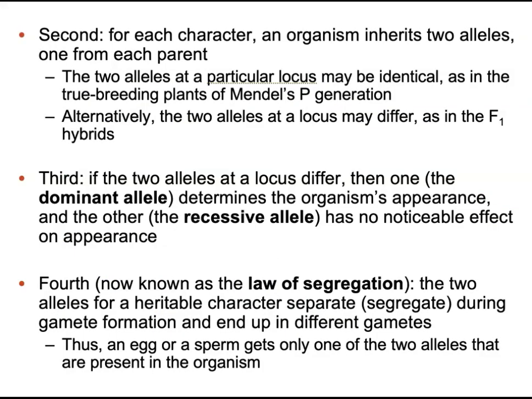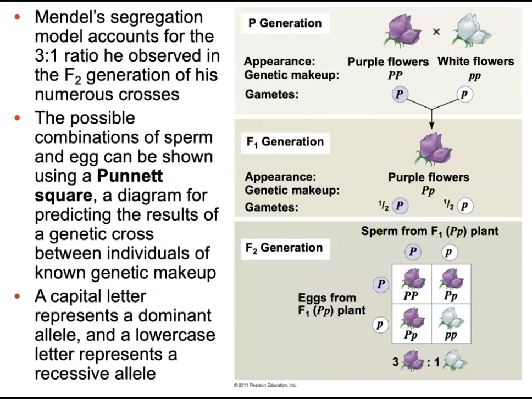Mendel's second law: for each character, an organism inherits two alleles, one from each parent. The two alleles at a particular locus may be identical, as in the true breeding plants in Mendel's pea generation. In this image, the two alleles are symbolized by uppercase P for purple and lowercase p for white. The true breeding purple flower in the pea generation has two uppercase P alleles. The true breeding white flower in the pea generation has two lowercase p alleles.